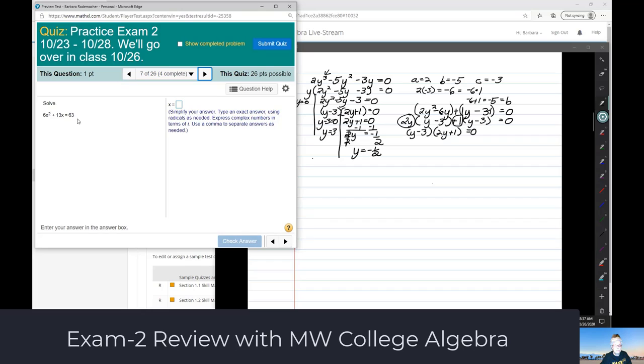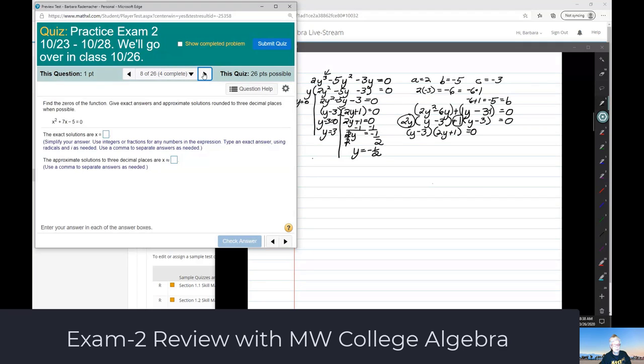Seven, you're going to be solving another quadratic equation. You can factor it by the AC method, or it might be that the AC method doesn't work, in which case you can use the quadratic formula. I would probably use it anyway, just because it looks difficult. Remember to move your 3 over by subtracting it from both sides. Now, find the zeros of the function, give exact answers and approximate answers.